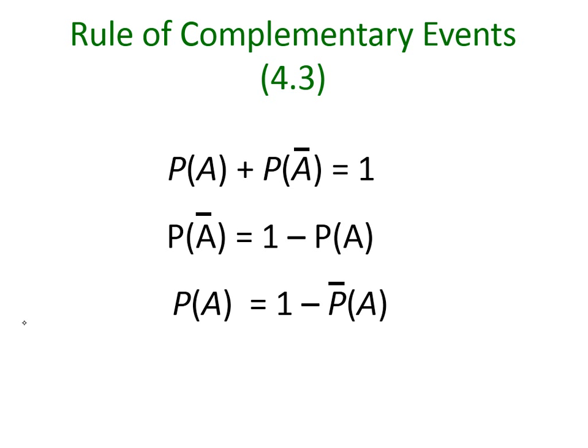That's more helpful when we look at it the other way. If I know the probability that it does happen, I can take 1 minus that to find the probability that it does not happen. Or if I know the probability that it does not happen, then I can take 1 minus that to figure out the probability that it does happen. Questions there?